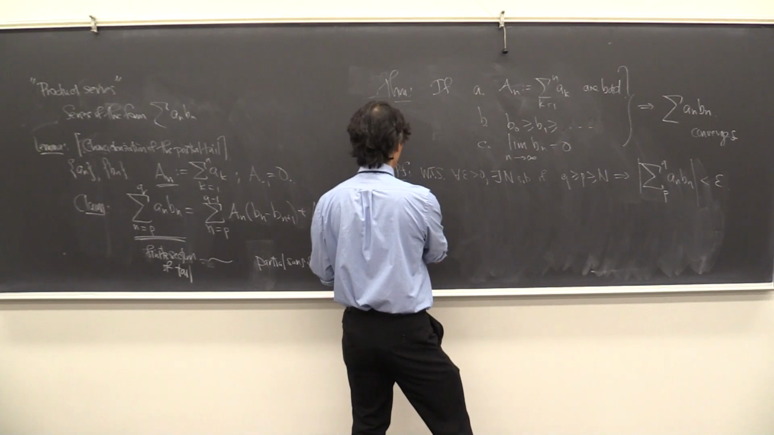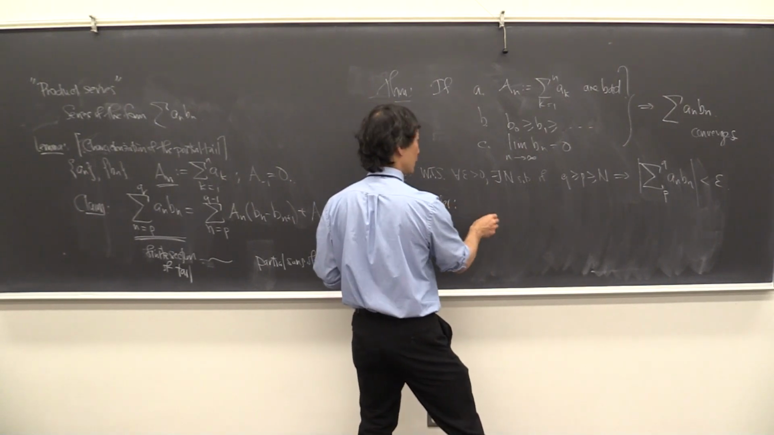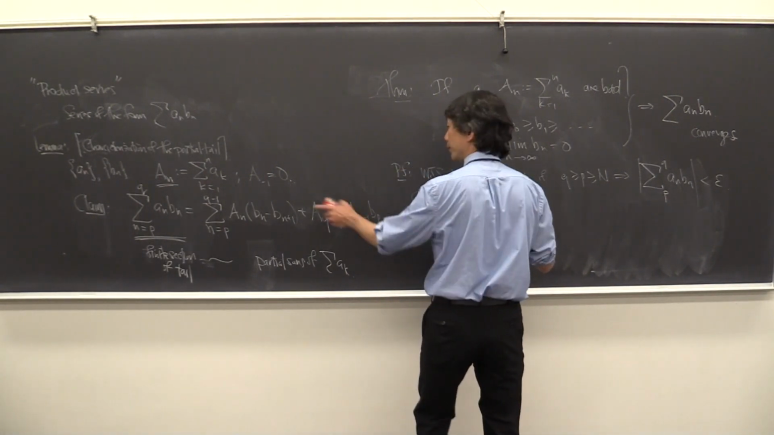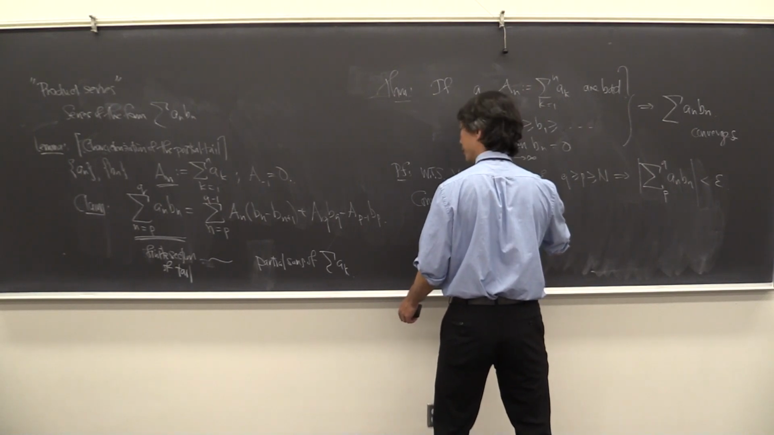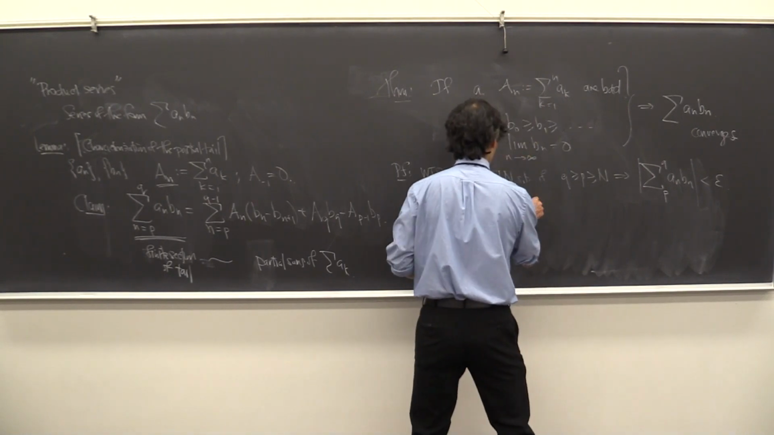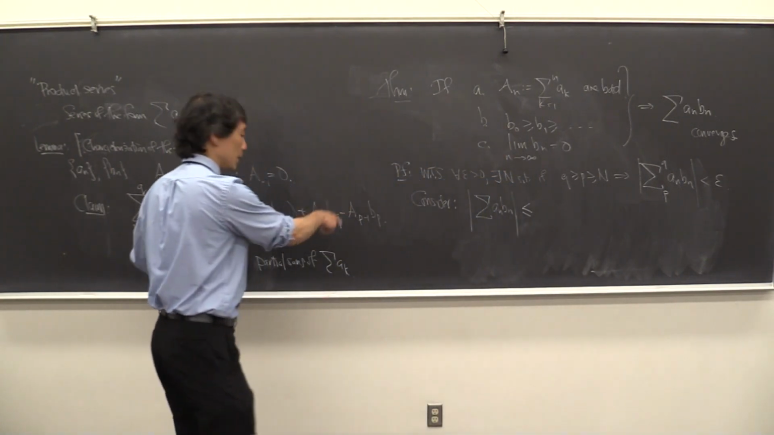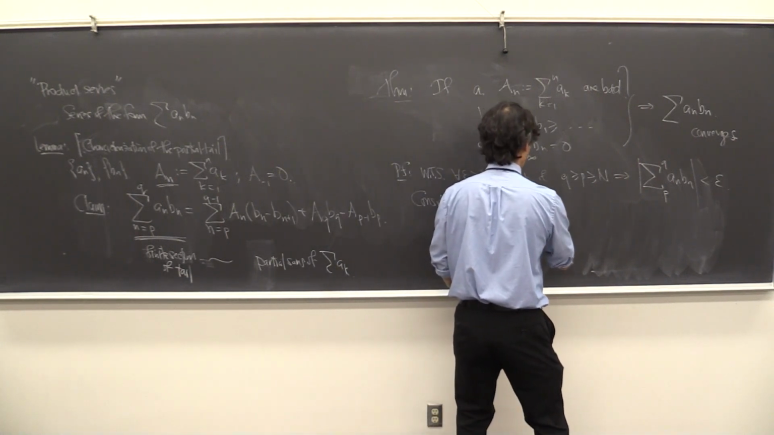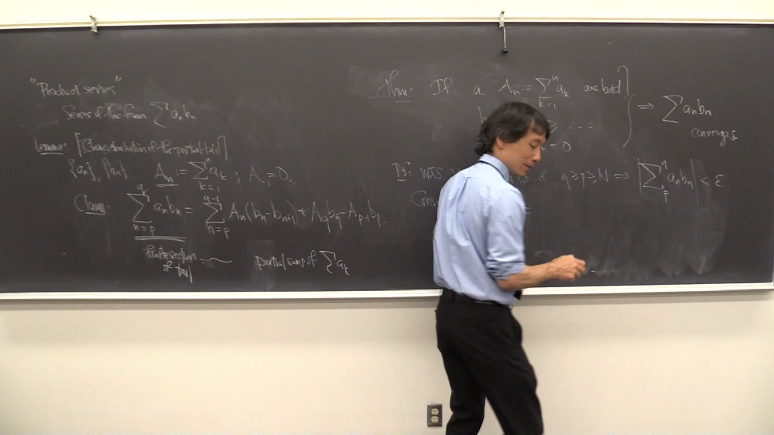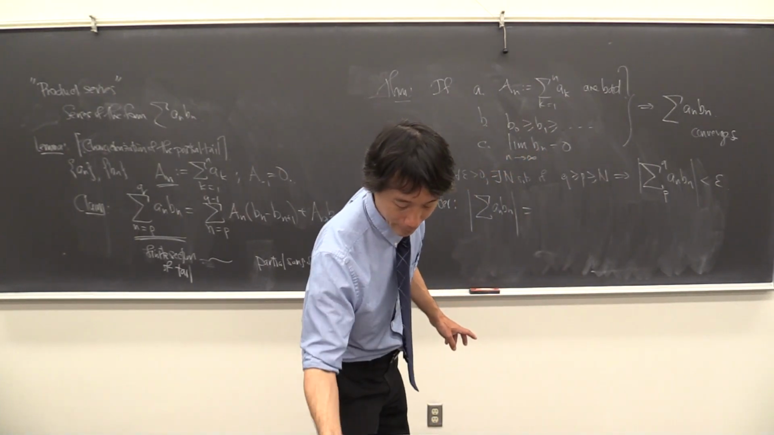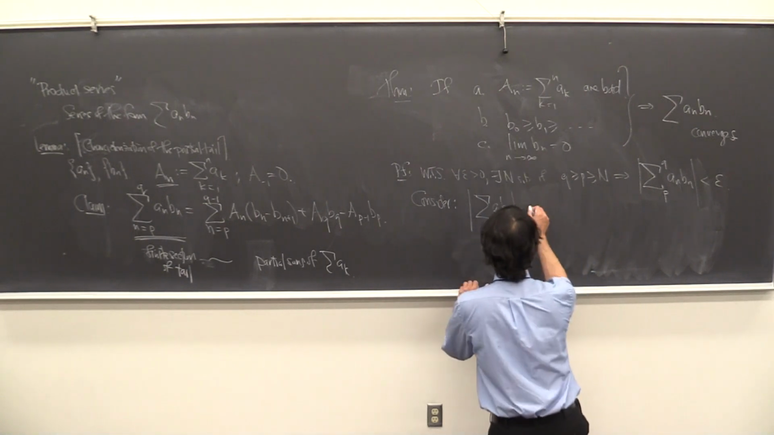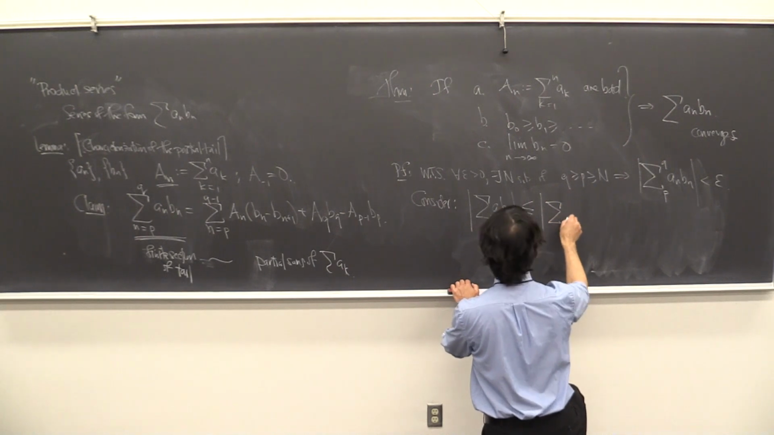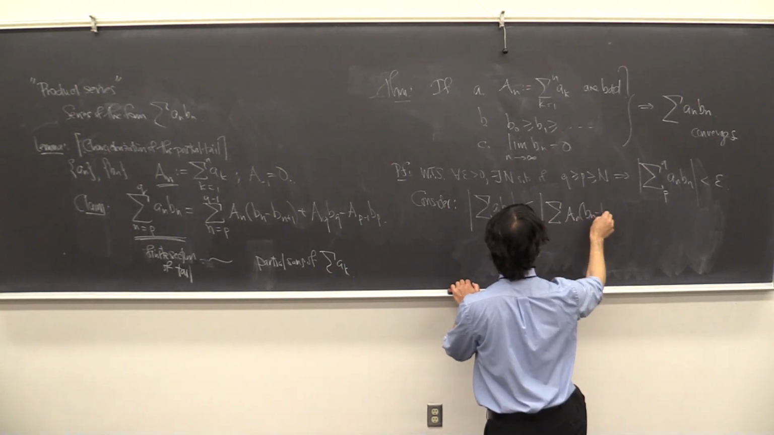We say, well, look, consider this thing that we're trying to control. We can of course rewrite it using the lemma. I'm going to use the lemma and also the triangle inequality, both at the same time. So use the lemma and the triangle inequality, and say, well, this thing is smaller than the sum of these guys.